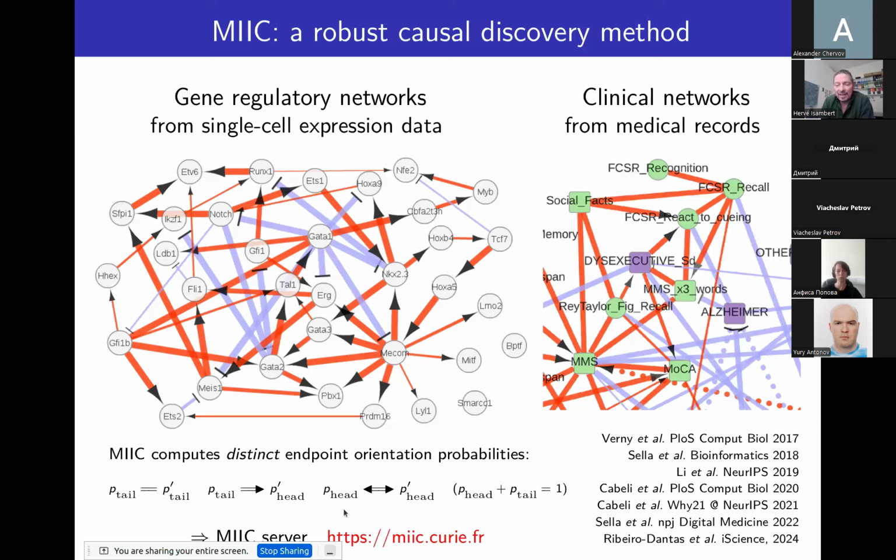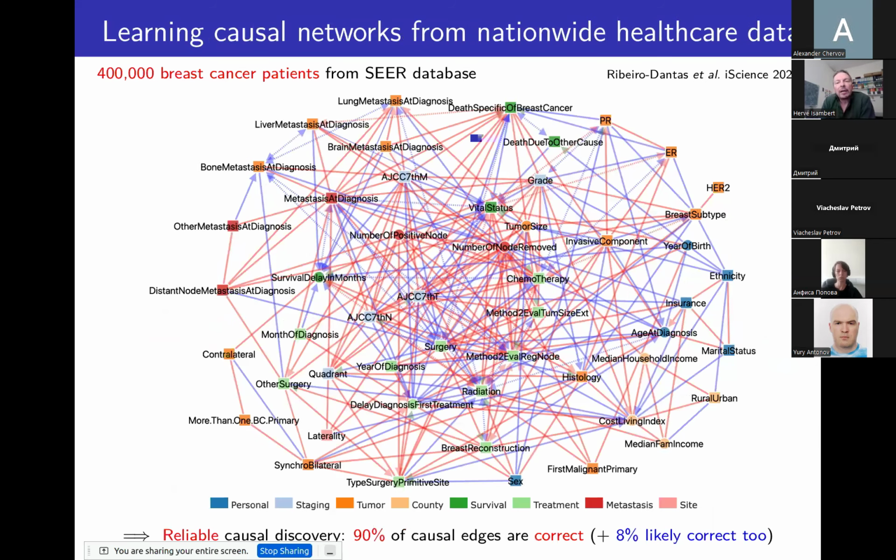If you have some data like this yourself, you can try it on our website, mic.curie.fr. Here is a first example before we enter into the method itself. This is a recent graph that we've learned from a fairly large data set. We are looking at nationwide healthcare data about breast cancer, about 400,000 breast cancer patients from the SEER database, which is one of the largest cancer databases from the USA.